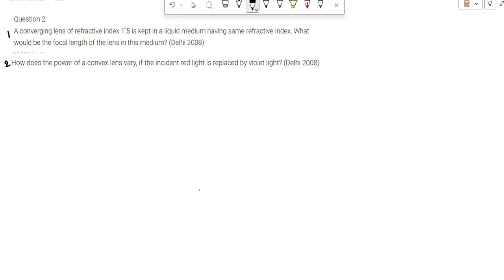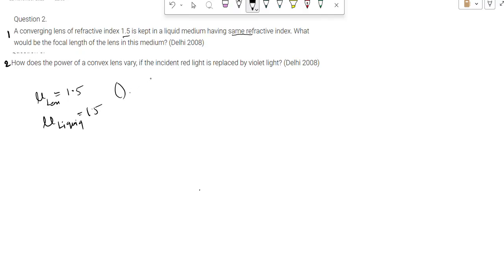A converging lens of refractive index 1.5 is kept in a liquid medium having the same refractive index. What will be the focal length of the lens in that medium? So what is the question? It is given that one lens has refractive index 1.5 and a liquid of the same refractive index 1.5. So this is your lens.